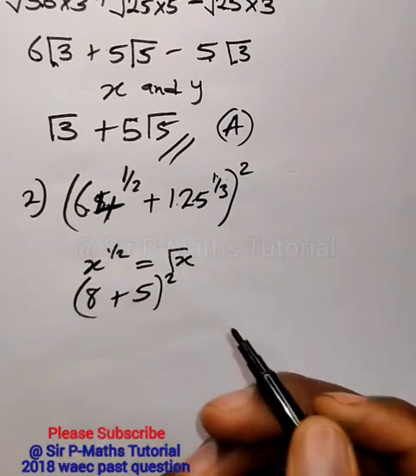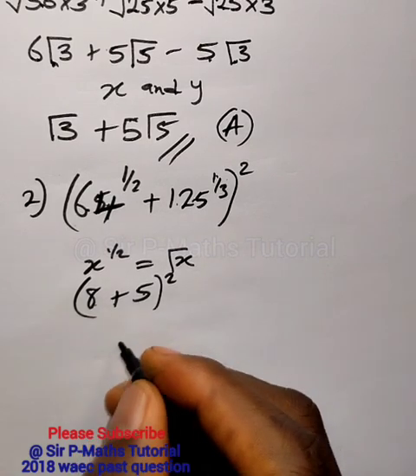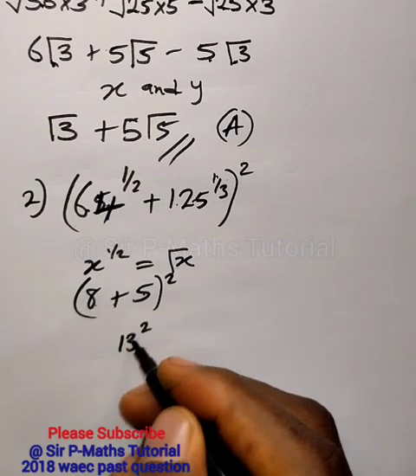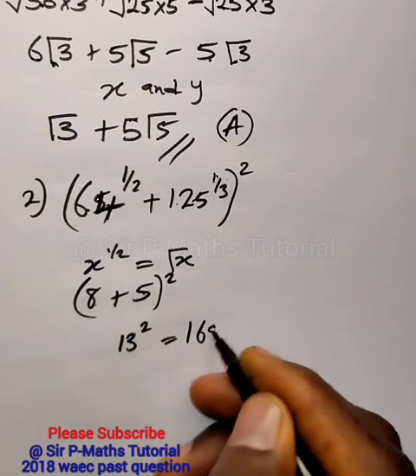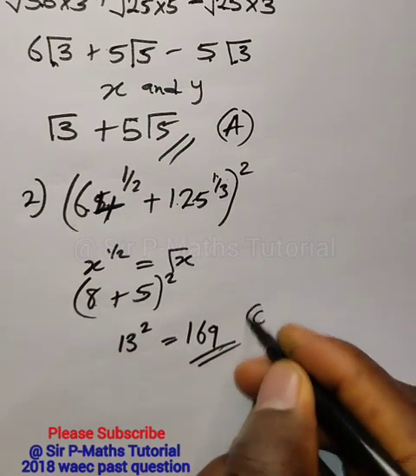Then we close bracket, raised to power 2. Now 5 plus 8 will give me 13. We now look for the square of 13, which will give me 169. This becomes the answer, and that is option C.